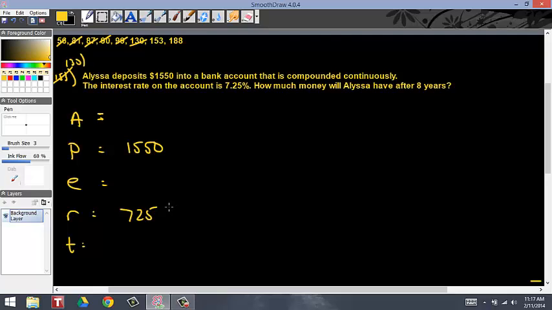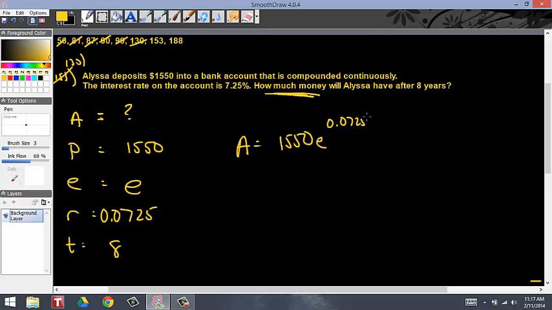What is 7.25% as a decimal, Nate? 0.0725. What is E? E. T is what? 8. What are we trying to find? A. How much money she's going to have. So A equals P times E to the r t. P is 1,550. E to the 0.0725 times 8. Okay, people, in your calculators, go 0.0725 times 8, then raise E to that.